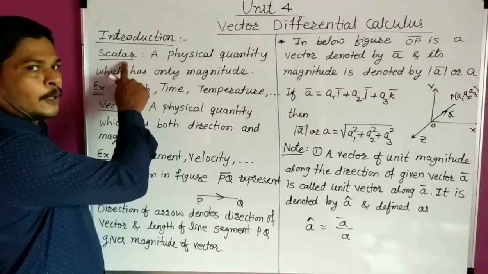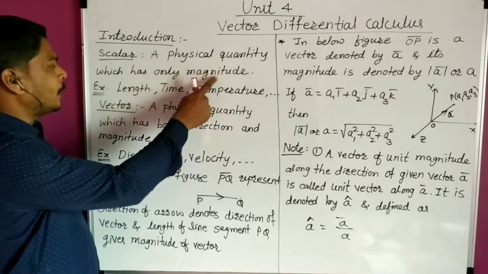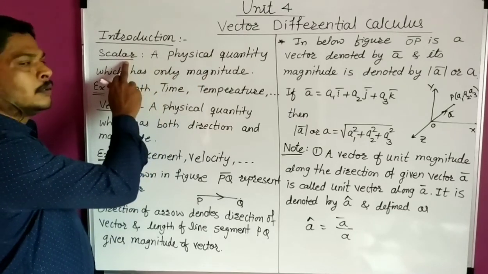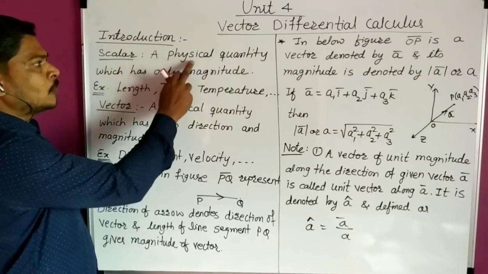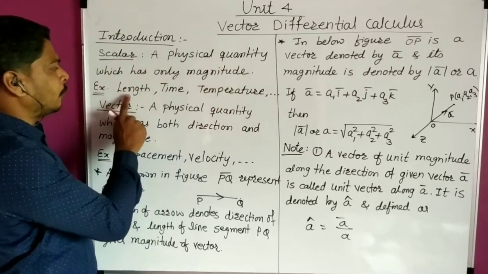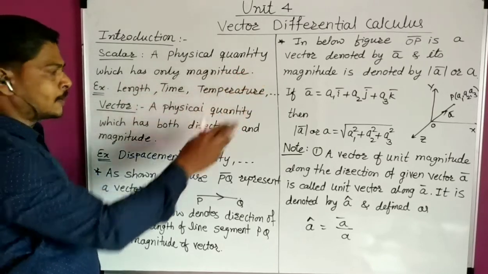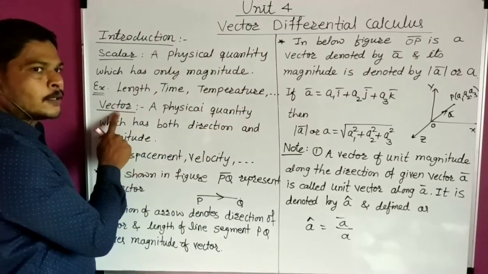So the first concept is scalar. A physical quantity which has only magnitude is called a scalar. Those physical quantities having only magnitude are called scalars. For example, length, time, temperature, mass, etc.